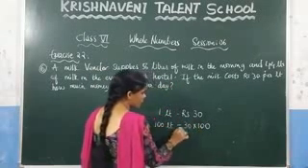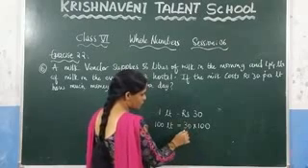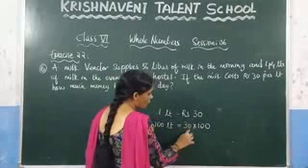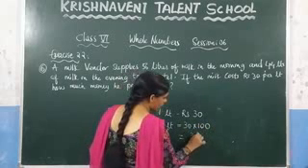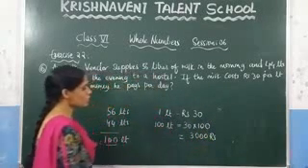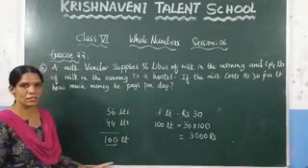How do you calculate here? Just multiply 30 with 100. Just multiply the numbers here. 3 into 1, which is 3. How many zeros are there? 3 zeros are there. Write here 3 zeros. So how much money does he have to pay here? 3000 rupees he has to pay.